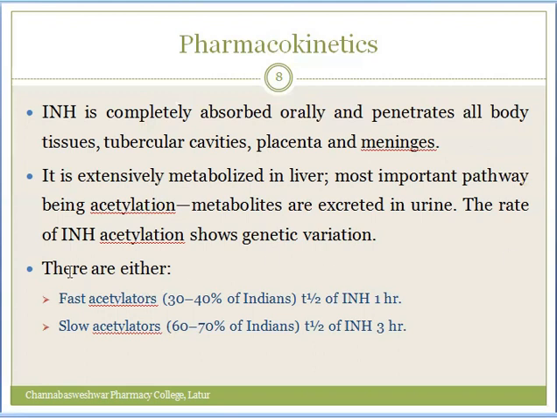So look here. Here there are some reports of that variation in the excretion rate. Some of the Indians, 30 to 40% of Indians, are fast acetylators. That's why the plasma half-life of INH is 1 hour, and 60 to 70% of Indians are slow acetylators, and hence the plasma half-life of INH is 3 hours. So 30 to 40% of Indians are fast acetylators, and 60 to 70% are slow acetylators. That is the excretion rate, which depends upon genetic variation.